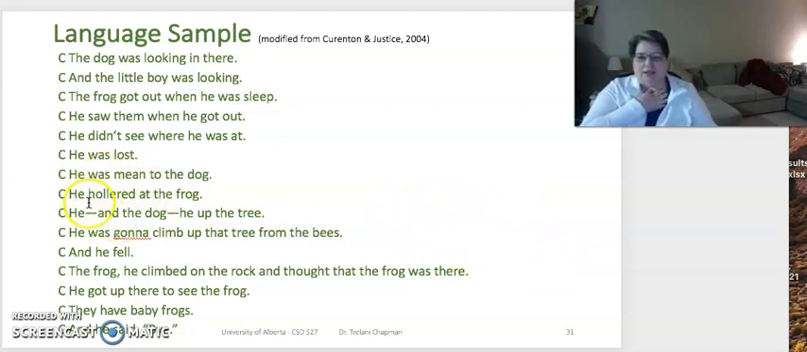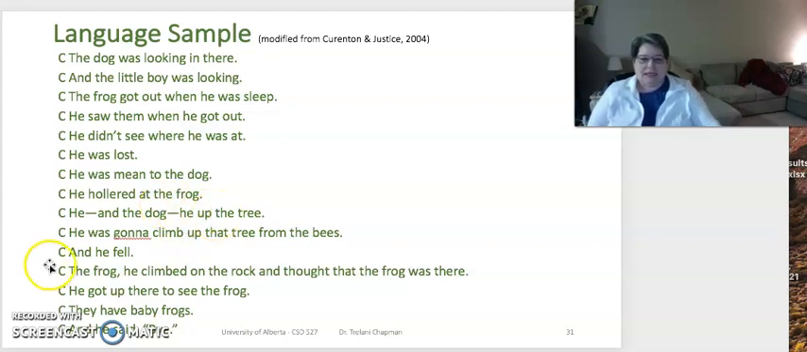So hollered is a linguistic verb, but it's also a tier 2 word because he called out to the frog, and hollered is much more specific vocabulary. It's telling you how he called for him. The other one is climb, because they could have said he was gonna get up that tree from the bees. And so although climb might be considered a more high frequency word than hollered, it's still considered tier 2 because it's more specific. It tells you how he got up on the rock.